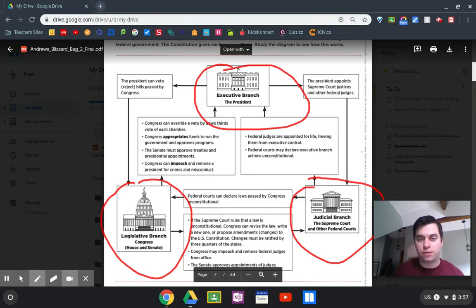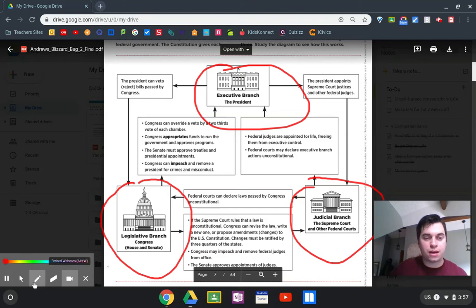We've got the White House for the executive branch, right up here. You have the legislative branch in the bottom left, that's the Capitol building. That's where the Senate and the House of Representatives meet. And the Supreme Court is where the 9 justices meet whenever they hear cases and decide whether something is unconstitutional or not.